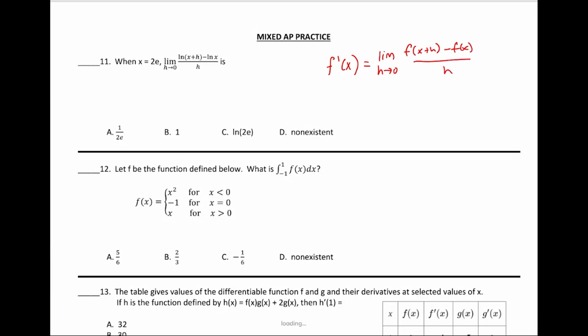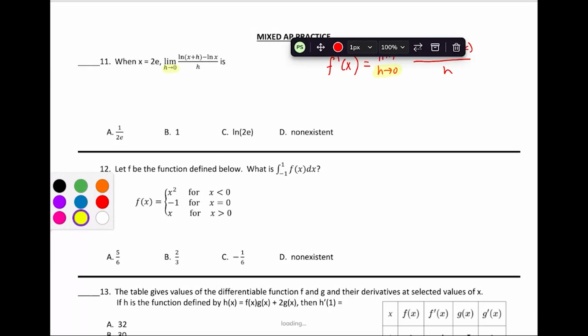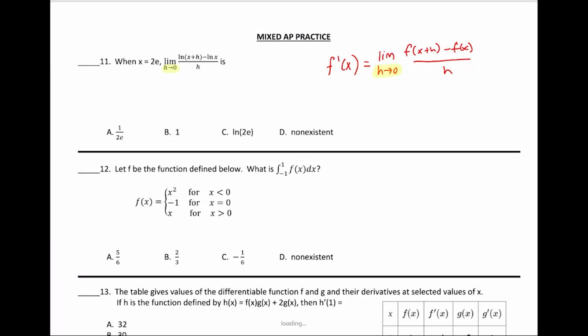So in other words, if we are given a problem that kind of looks like this, the key giveaway is if you ever see this h approaches 0. I hesitate to say this is always going to be a derivative problem, but on the AP test, this is very common for the h approaches 0 to indicate that, hey, this is probably going to be a derivative problem. But if we want to evaluate this limit, then we're going to find the derivative of f of x, which you can find right here.